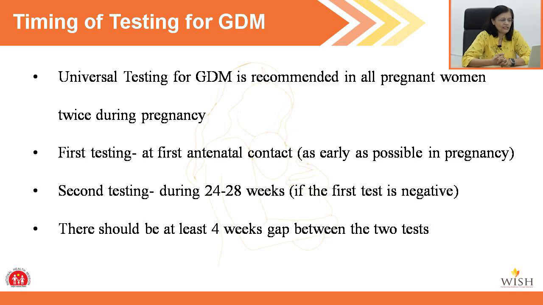In the past, usually the first test was recommended between 24 to 28 weeks, but now the guidelines have changed. First and foremost, at the first contact, the patient should be tested for blood glucose levels using 75 grams of glucose, and if it is normal, then the second test is to be repeated at 24 to 28 weeks. So, this is very important. And between these two tests, if the first test was done in the first trimester, in the last week, like the 16th or 17th week, then for the second test there should be a gap of at least 4 weeks, which has to be taken care of.